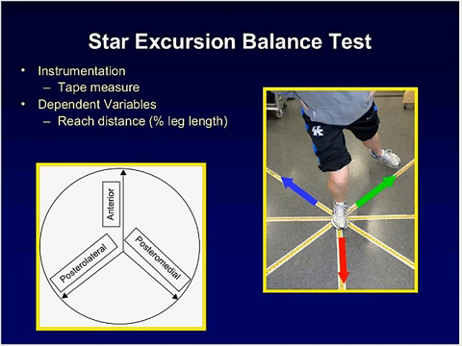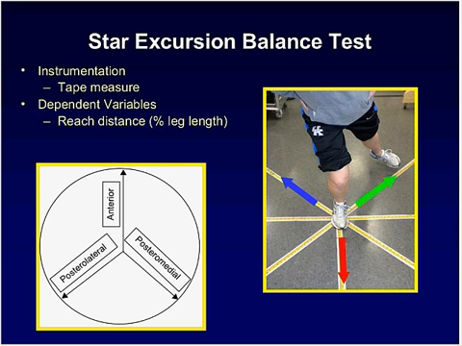In addition, we've also used the STAR Excursion balance test, which again is something that can be performed in the clinic relatively cheaply. You need a tape measure and some tape, and you have the patient stand unilaterally on one leg, and they would reach either forward, sideways, or behind them as far as they can, touch down, and then come back to a controlled setting.